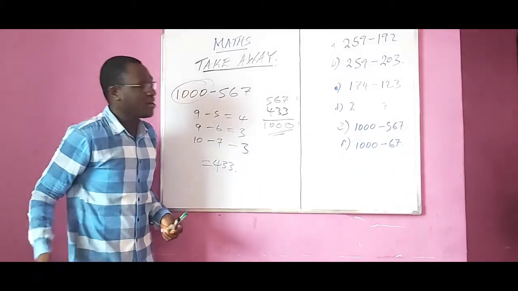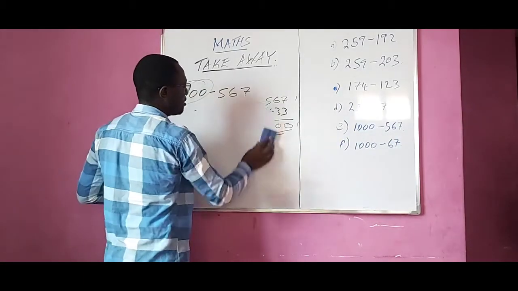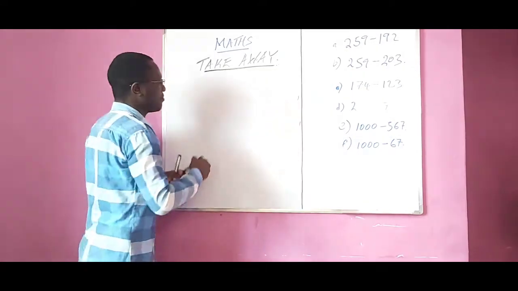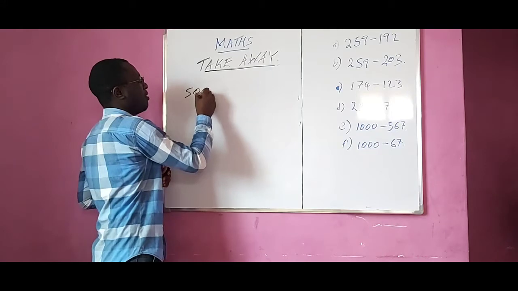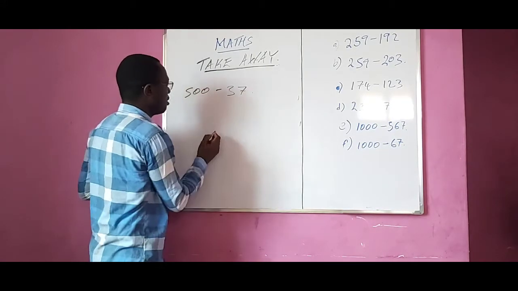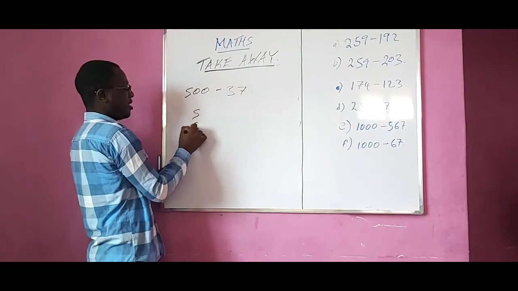You've been given 500 maybe? Let's look at 500. 500 minus a number. Which number do you suggest? 500 minus 37. Good. So it is 500 minus 37.